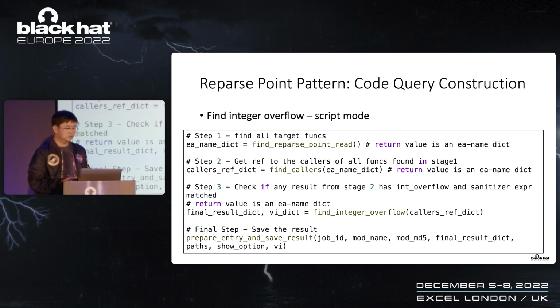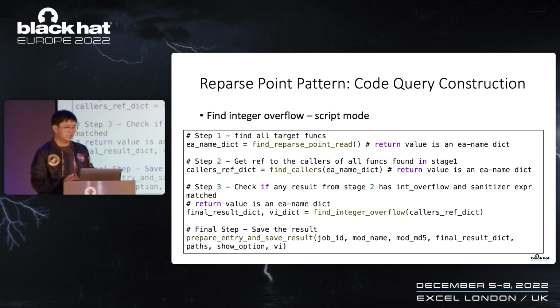But if you want to accurately find the integer overflow, we can also implement it in script mode. You can see there are 4 steps in the script mode. The first step is to find the reparse point read, which shares the same logic with the query mode. It uses the call tracer class to find the target anchor function, device control, and uses the cfunc traversal class to find the reparse point tag comparison.